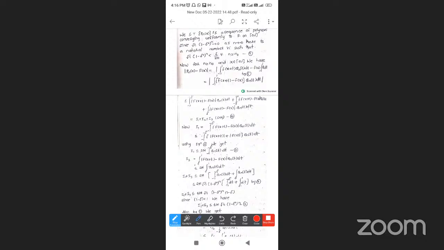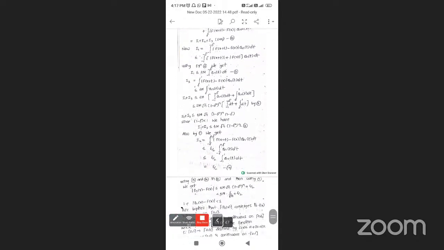I1 plus I3 is less than or equal to 4m root n, 1 minus delta squared whole power of n. Since 1 minus delta is less than 1, we have I1 plus I3 less than or equal to 4m root n times 1 minus delta squared whole power of n. This is the 12th equation, and adding I1 and I3 by the 7th gives the 13th equation. This is the 13th equation we get by equation 1.